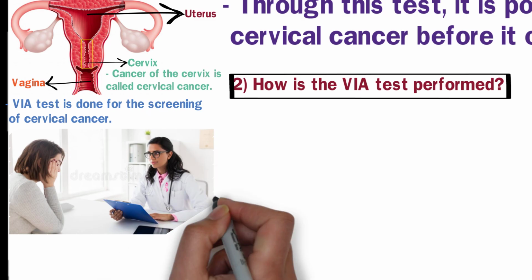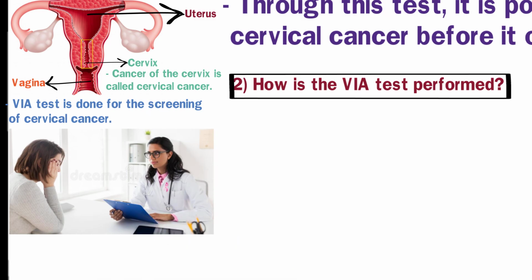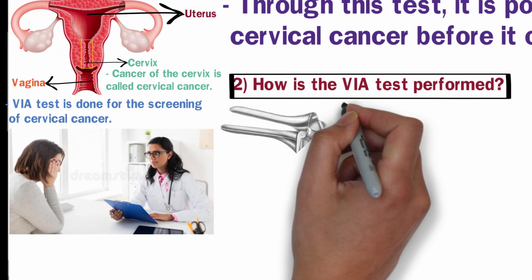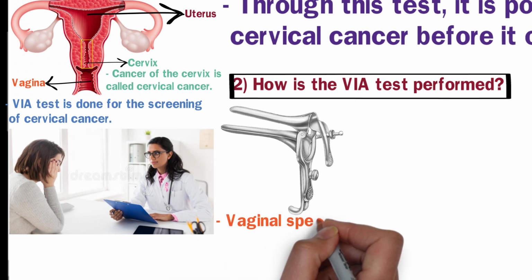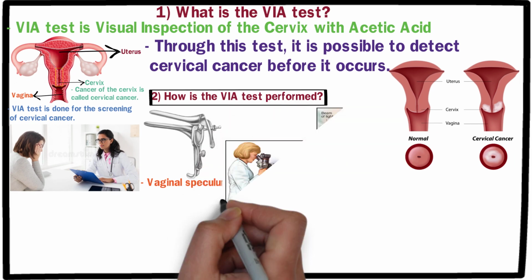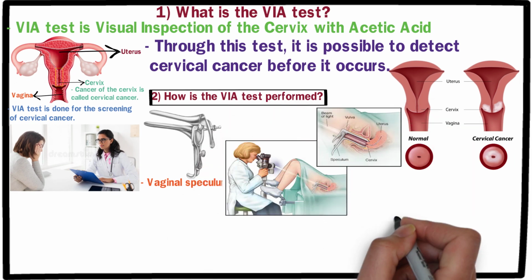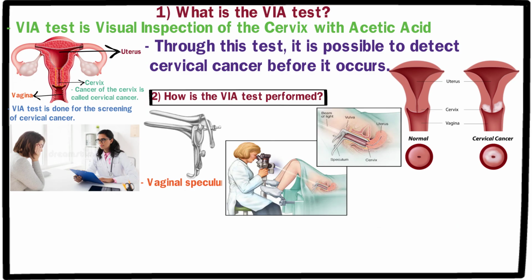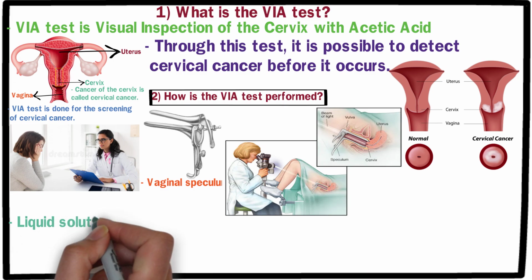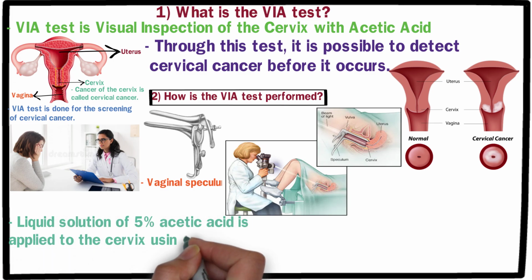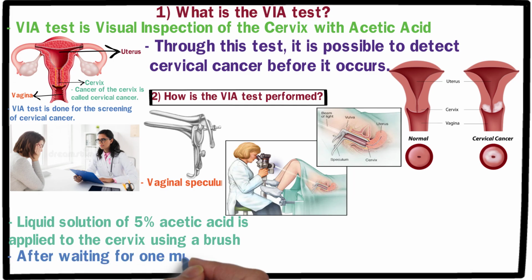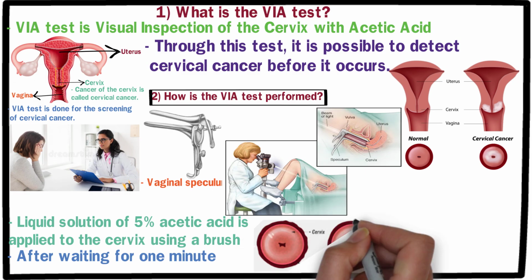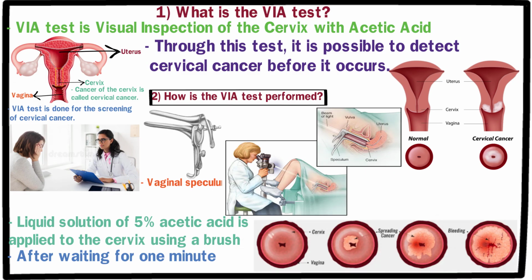There is no pain or discomfort associated with this test, and no anesthesia is required. Initially, the patient is positioned in a specific way. Then, a device called a vaginal speculum is inserted into the vagina, allowing easy visualization of the cervix. After that, the inner part is wiped with a cotton swab. Once the swabbing is complete, a liquid solution of 5% acetic acid is applied to the cervix using a brush. After waiting for 1 minute, the doctor examines whether there are any changes in the cervix. In this process, the early stage of cervical cancer can be diagnosed.